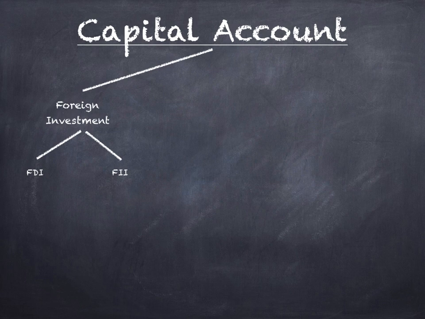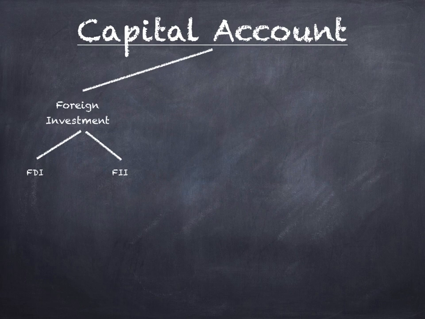So if some foreign direct investment is coming to India, some foreign investor is investing money in India, then that will be denoted in capital account with a plus sign. If some Indians are doing foreign direct investment in America, England, Europe, Bhutan, Pakistan, that means money is getting out of India. So that would be denoted with a negative sign.